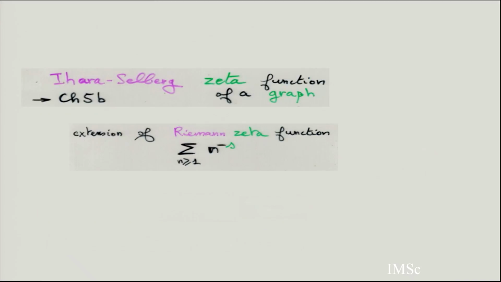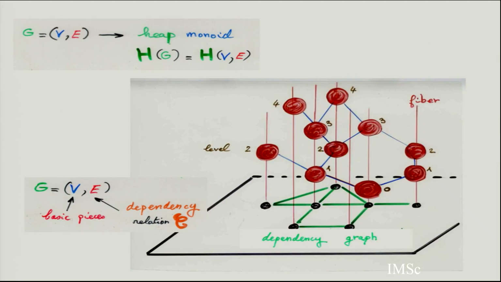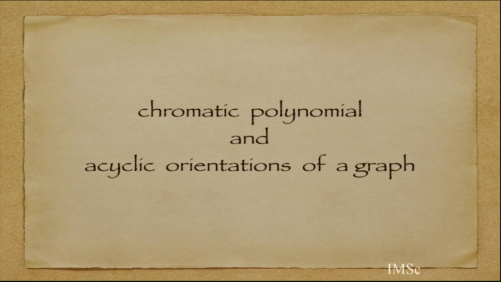And in the second part of this chapter, I will also talk about the zeta function of a graph, which is an extension of the Riemann zeta function. And of course, we are going to see the relation between algebraic things and graphs, the relation between the heaps you can build on the graph and the graph itself. So the main part of this class will be devoted to the chromatic polynomial and acyclic orientations of a graph.